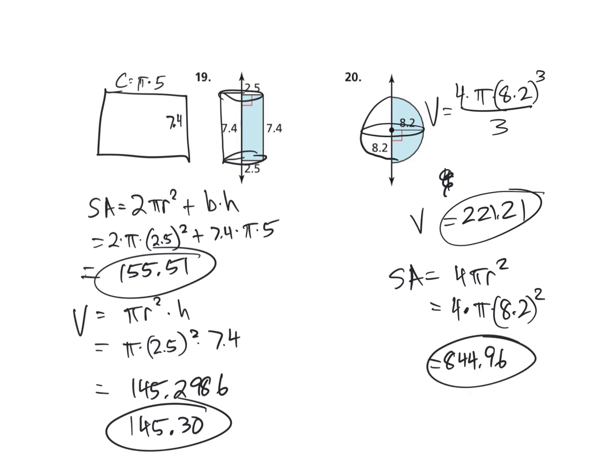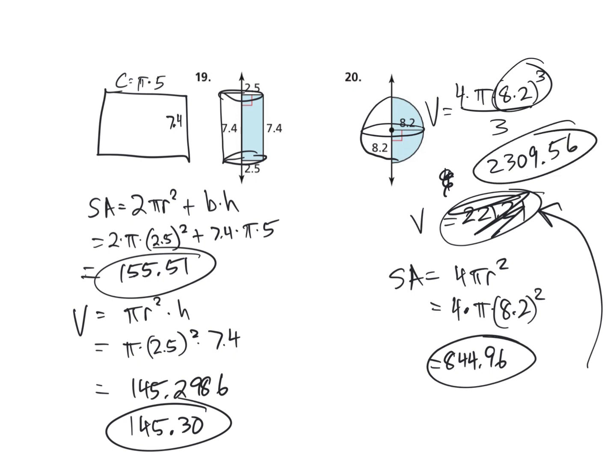I see I made a mistake on the volume here. I forgot to cube that. So when I actually cube it, it's 2309.56 for your answer. Okay, so this is how I actually go through doing this.